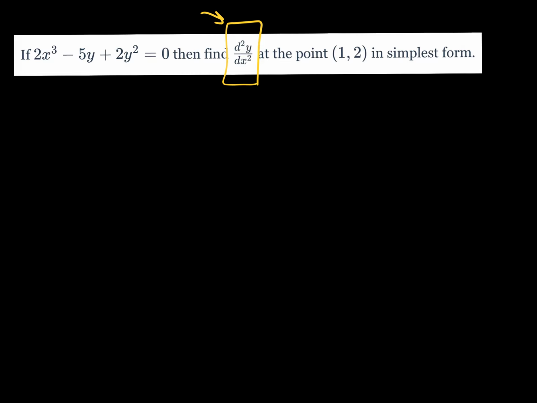All right, let's continue, and we have to first find the first derivative. This term is an x term. It will become 6x squared. This is a y term. It will become negative 5 dy dx. The next term is a y term. That becomes 4y dy dx. And 0 is another constant. All constants become 0.